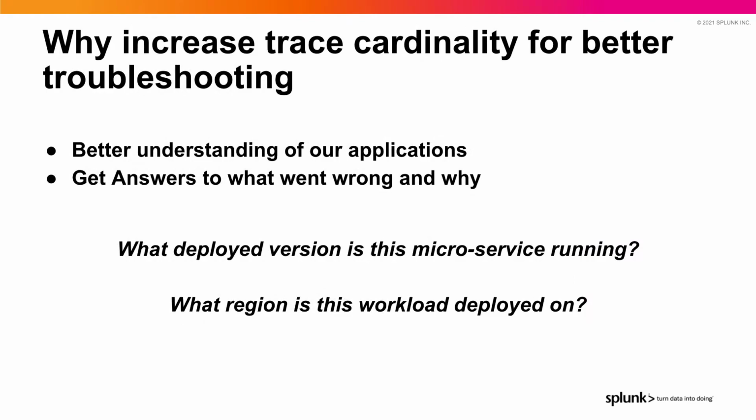Now, why increase trace cardinality for better troubleshooting? Well, it's simple. We better understand our applications, and we get answers to questions like, what deployed version is the microservice that we're running? Or what region is this workload deployed on? This increases our visibility of where exactly our application workloads are running and gives us perspective to where our customers might be affected. In essence, we really just narrow down exactly what is going on and why.